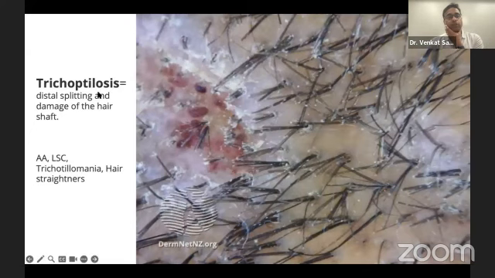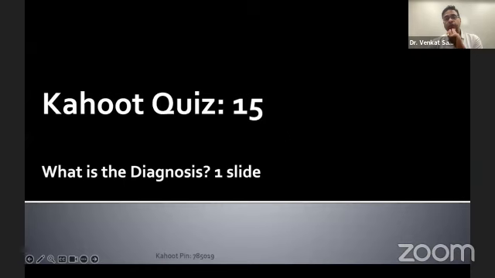Distal splitting and damage to the hair can be seen in trichotillomania or any hair shaft disorder. Like alopecia areata, hair straightening can sometimes cause it. Lichen simplex chronicus is this case from DermNet, actually. I didn't have a good example.